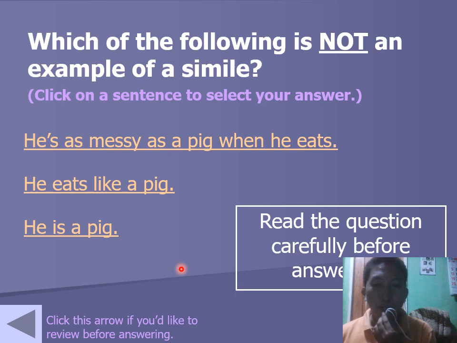What is the answer? Right, it's the third sentence. Because, yes, it is comparing two unlike things, but it does not use the like or as.